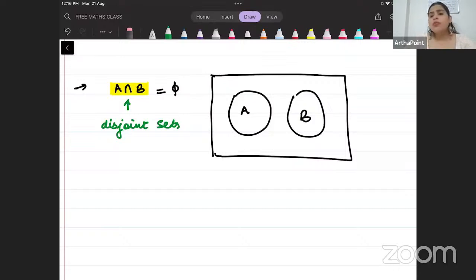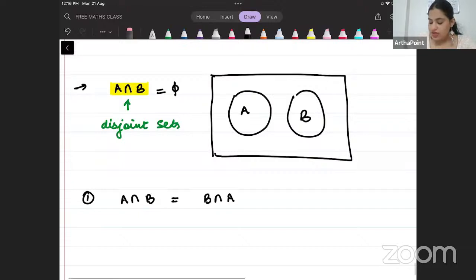There are some properties of intersection also. Okay, so the first property, whether you do A intersection B or B intersection A, बेटा काम तो सेम ही कर रहे हो कि A और B के बीच का कॉमन पार्ट निकाल रहे हो. So whether you do A intersection B or you do B intersection A, you are doing the same thing, and this is known as the commutative law.